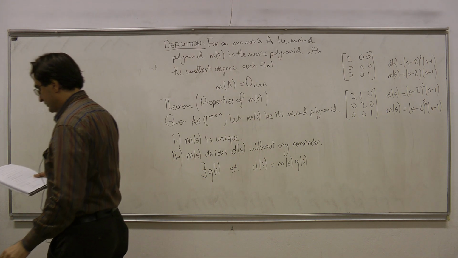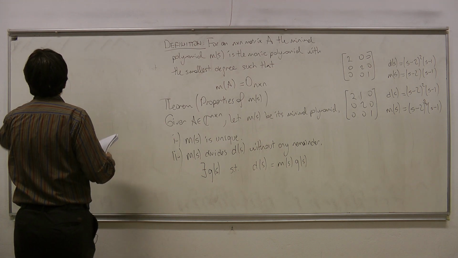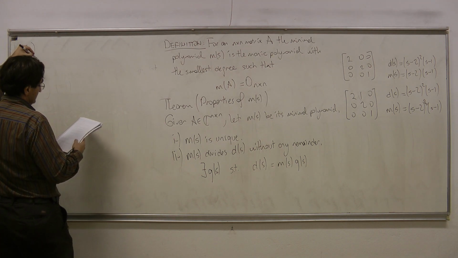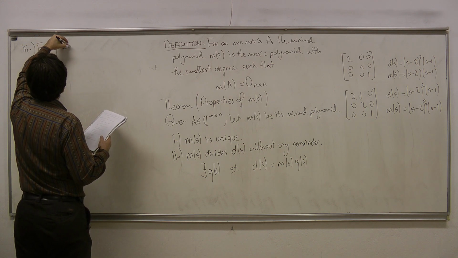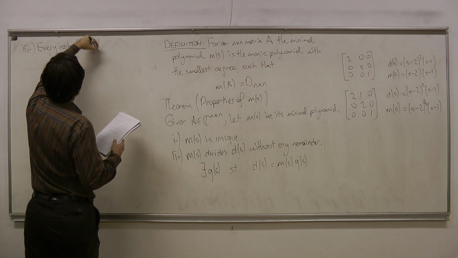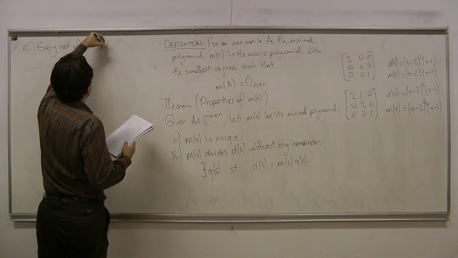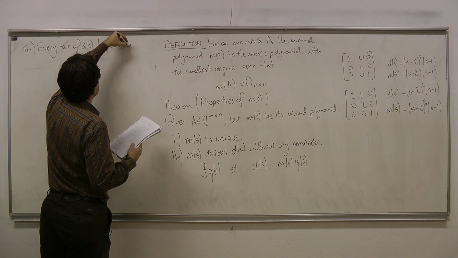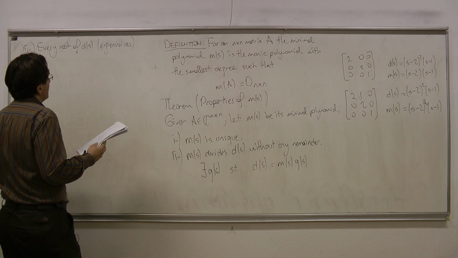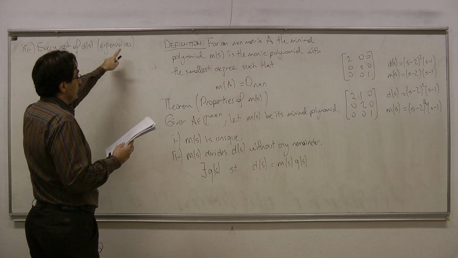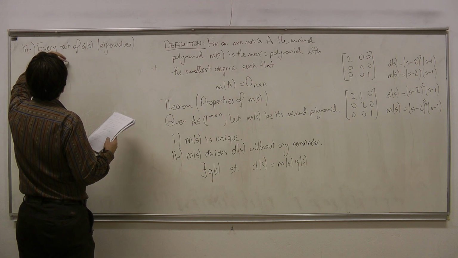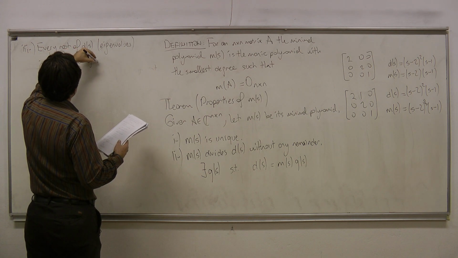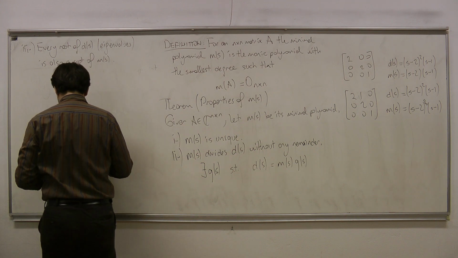This was the second property, and the third property is as follows. Every root of d of s, every root of d of s. These roots are eigenvalues, as we know. Roots of the characteristic polynomial are eigenvalues. Every root of d of s, which means every eigenvalue, is also a root of m of s. Okay.